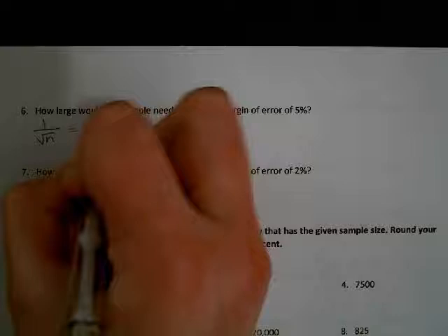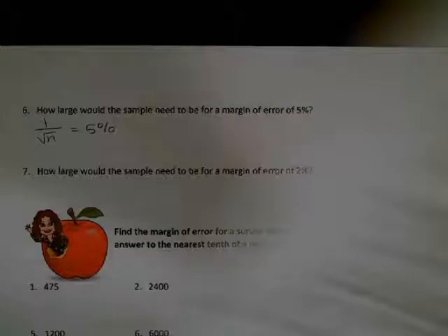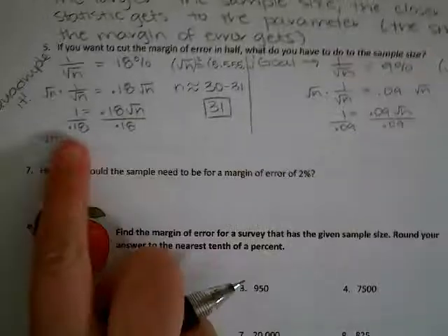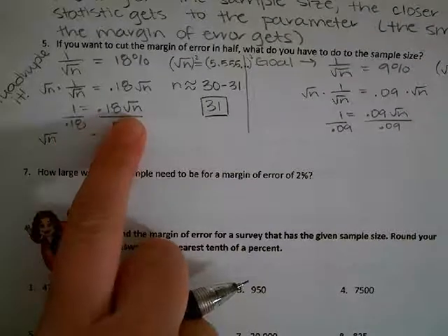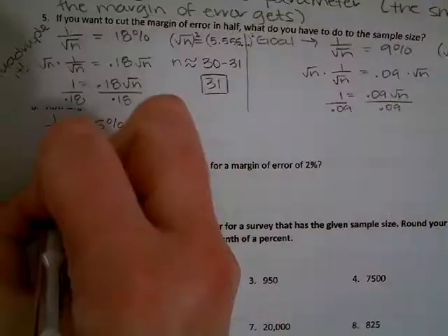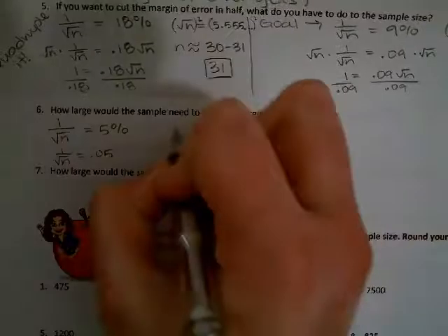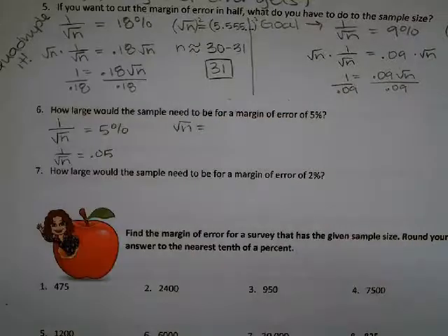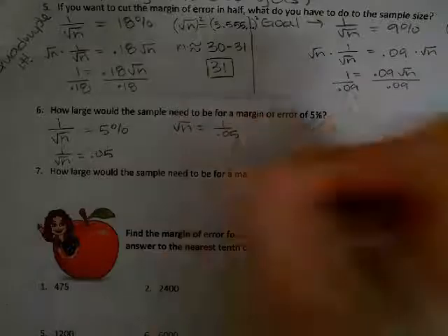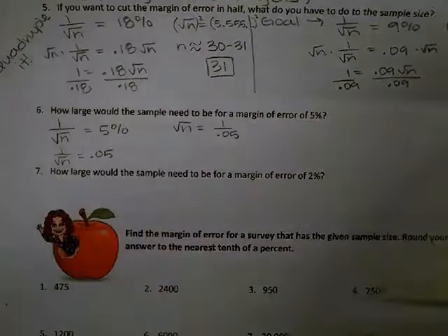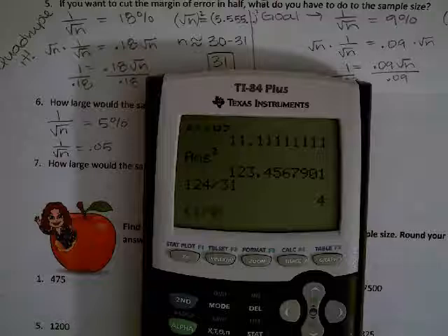So if you want to look back, we can shortcut some of this information. We can see that both times that we were doing this, we have 1 divided by the percent as a decimal equals square root n. So I've got 1 over square root n equals 0.05. Square root n equals 1 over 0.05. And then I'm just going to need to square both sides. So 1 divided by 0.05 squared, 400.